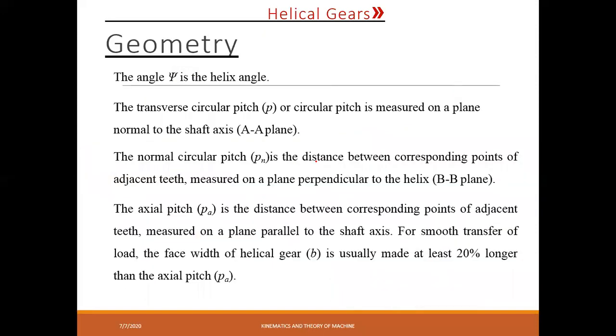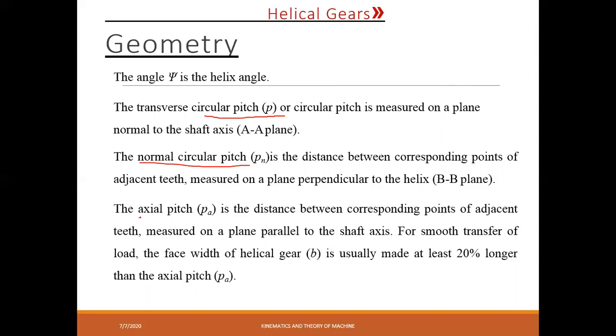Now, the transverse circular pitch, or circular pitch, is measured on a plane normal to the shaft axis. The normal circular pitch is the distance between corresponding points of adjacent teeth measured on a plane perpendicular to the helix. The distance between two consecutive teeth is the circular pitch p, which we already took in the spur gear, and also in the helical gear. But if we take the normal distance between two consecutive teeth, it is called the normal circular pitch, which is taken in the bb plane.